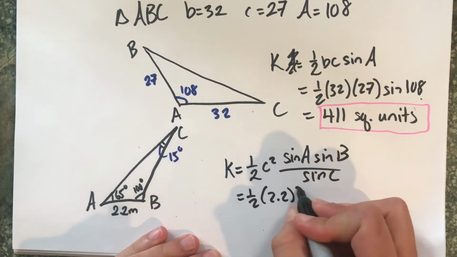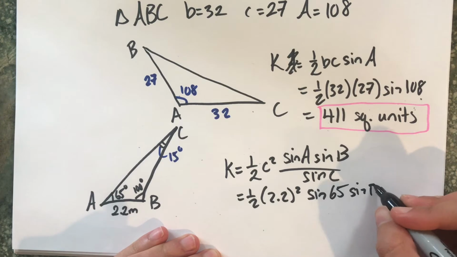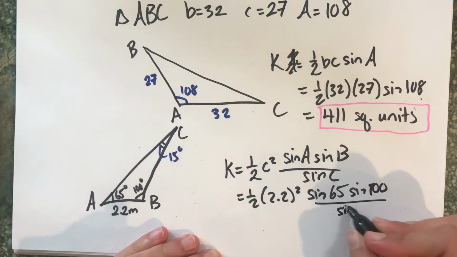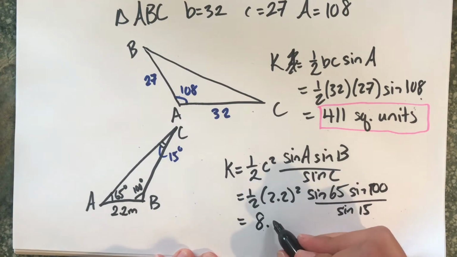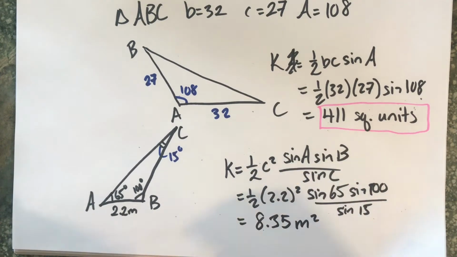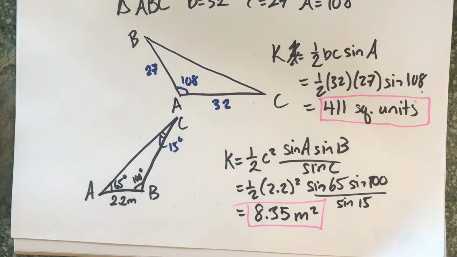Okay, so I can use 1/2 C squared sine A sine B over sine C, and I just plug in everything I know. I know that side C is 2.2, and then I know all of the angles, and I end up getting 8.35 meters squared for my area. Okay, so we're done with that example.